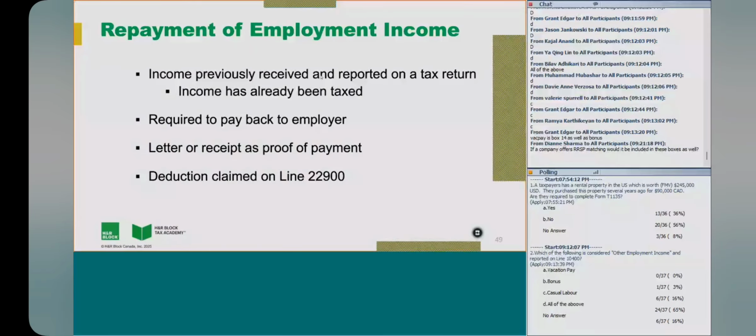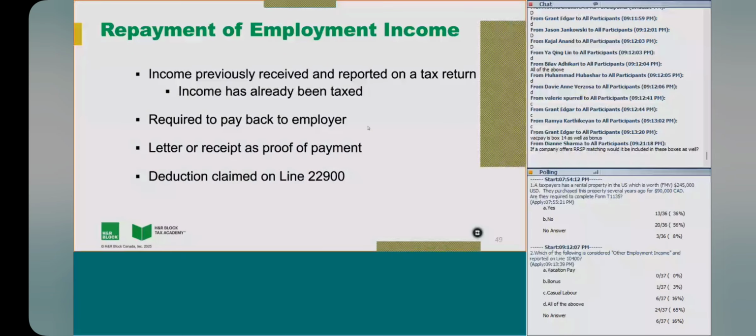So again, the key feature would be you received this income in one year, you reported it, paid tax on it, then you have to pay it back in a future year. So in this case, you need a letter or receipt from the employer stating that it was paid back. An example of this might be something like a signing bonus or a contract bonus that you received in exchange for fulfilling certain conditions, and then if you don't fulfill the conditions, you have to pay it back. Something like that.